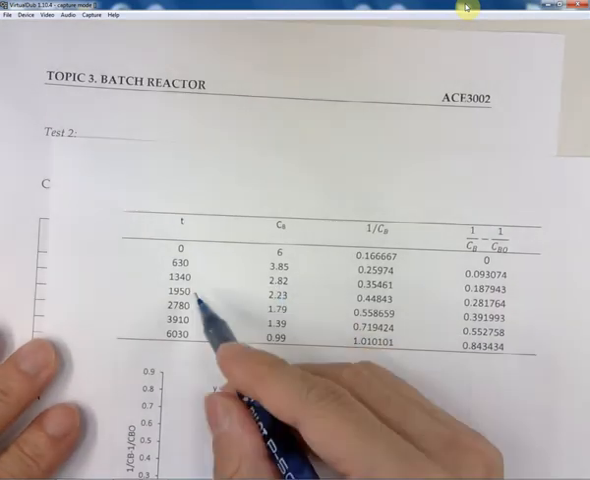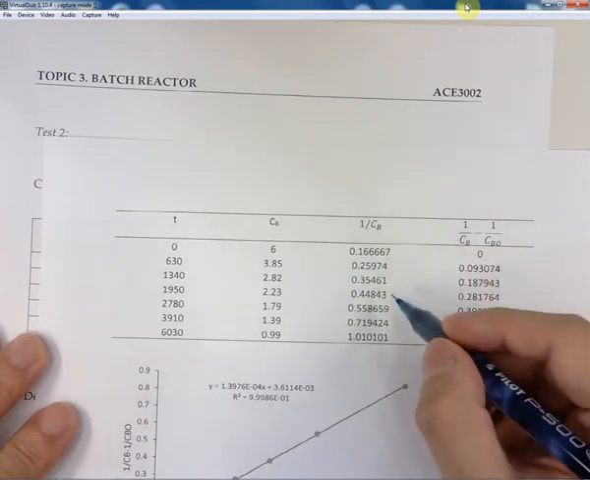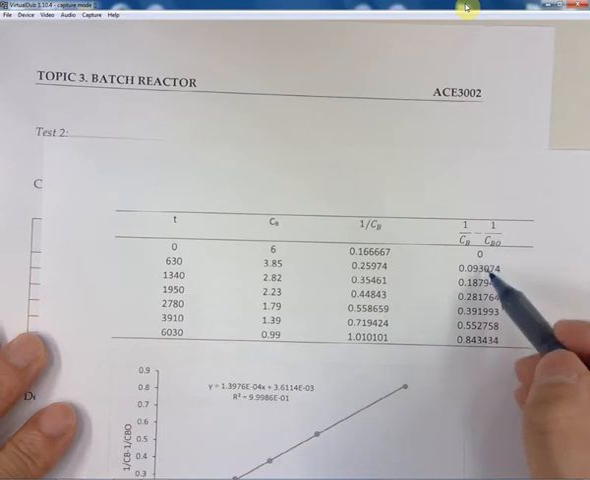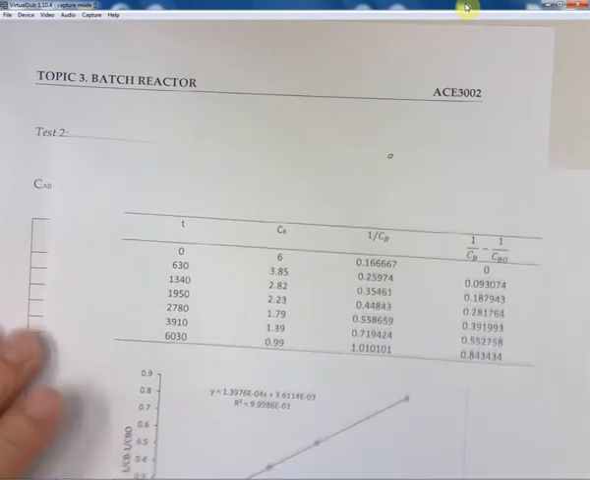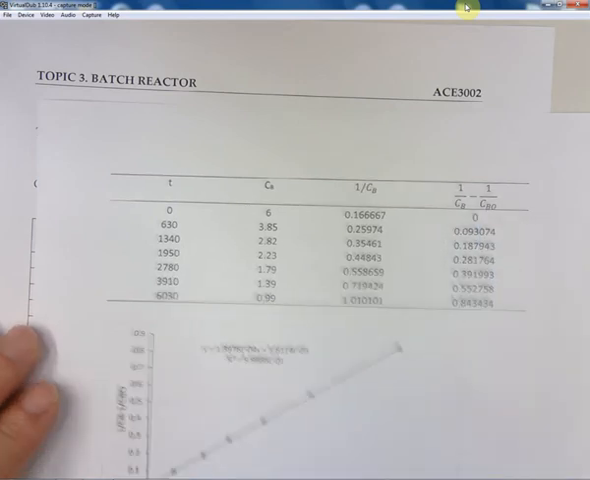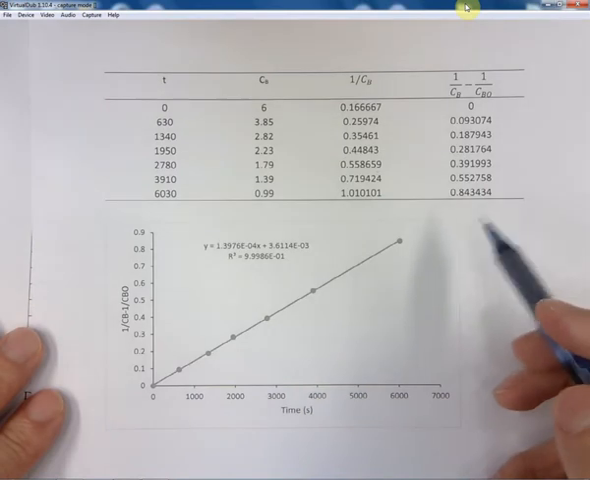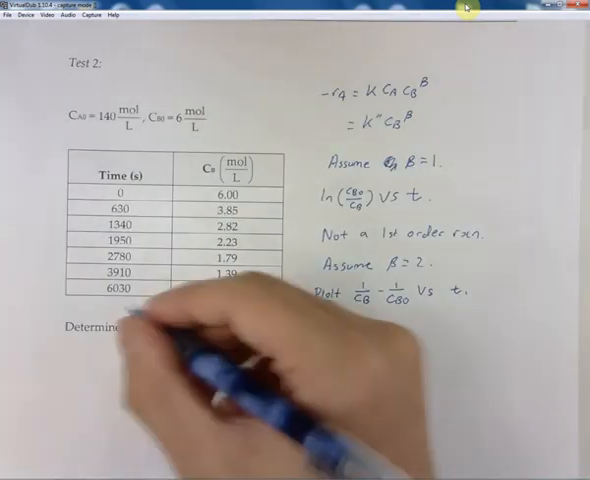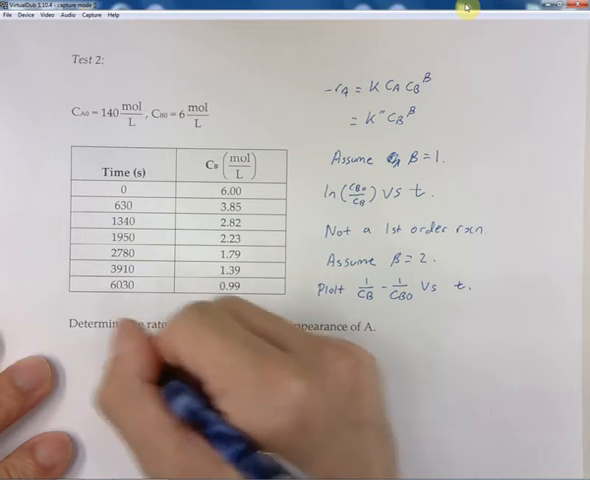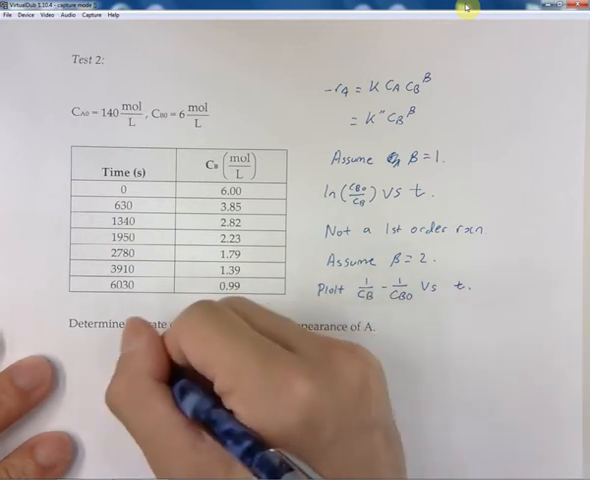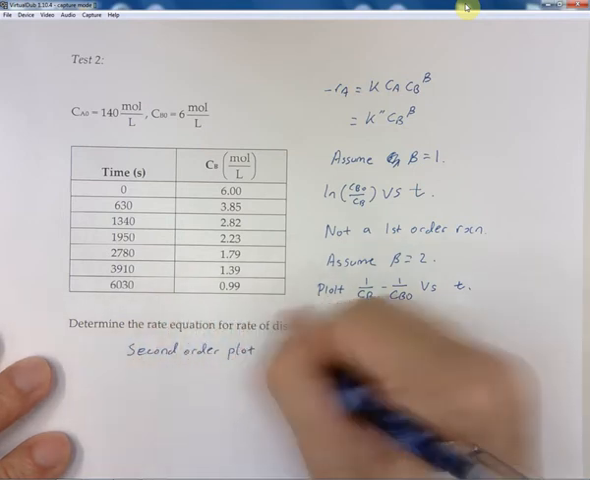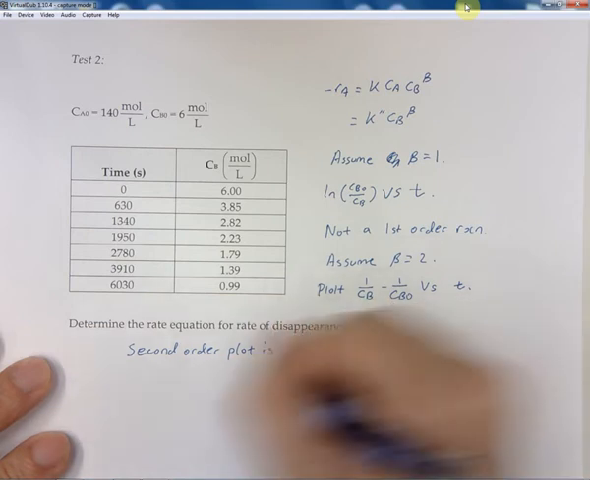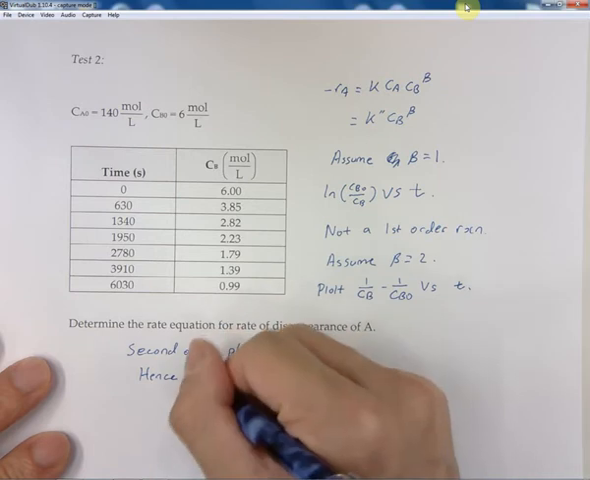This is CB, this is time t, this is 1 over CB. So 1 over CB minus 1 over CB naught, again we get 0, and subsequently we have the various values over here. So if you plot time t versus 1 over CB minus 1 over CB naught, you will obtain a very nice straight line over here. So this means that this plot is a second order plot. It is valid. So hence beta equals 2.